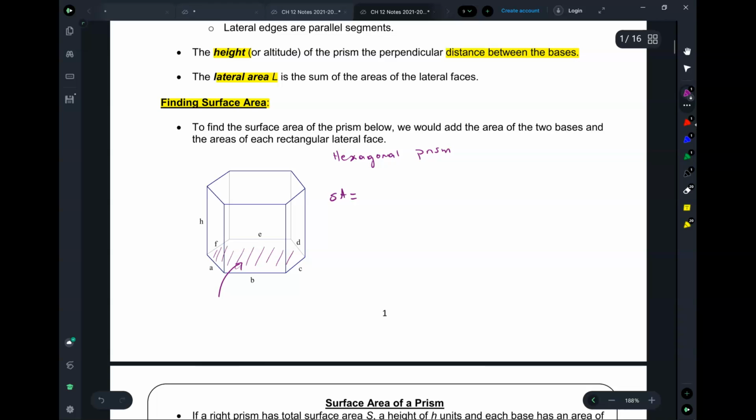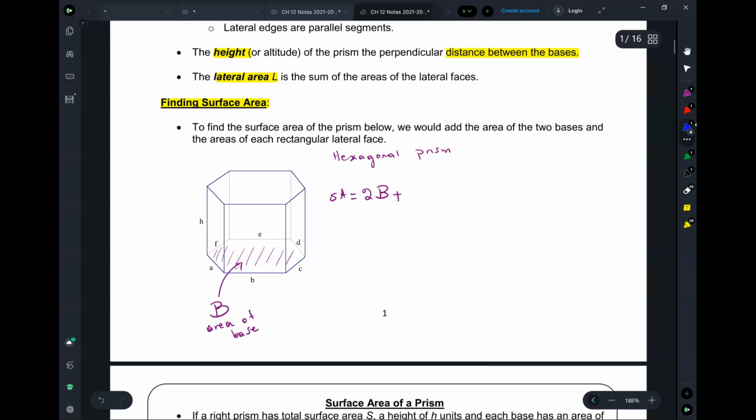I call the area of the base capital B, okay? This is where it's really important for you to use your capital and lower cases properly. How many of those base areas do we have? 2. So it's 2 times B, okay? This is the area of the base. So it's 2 of those plus, now we have to find the area of each of these shapes.